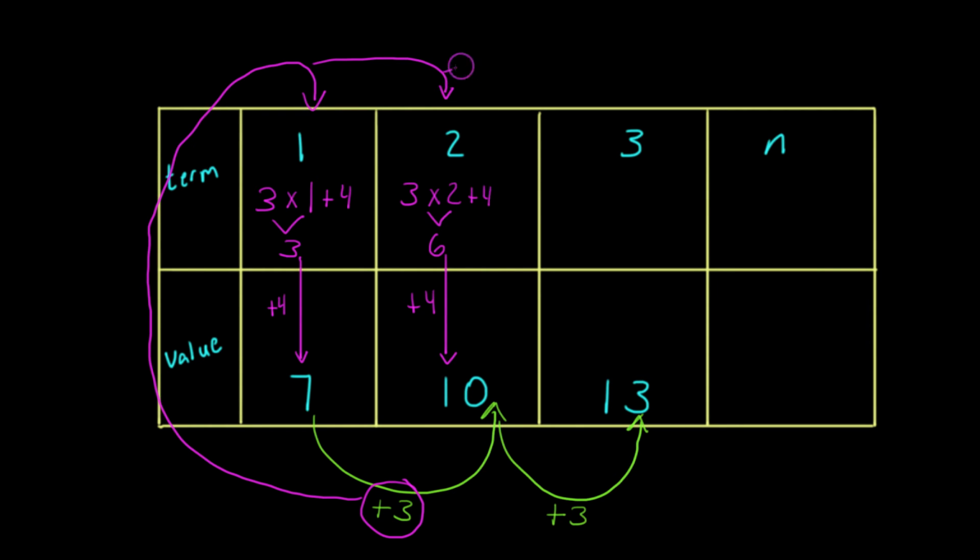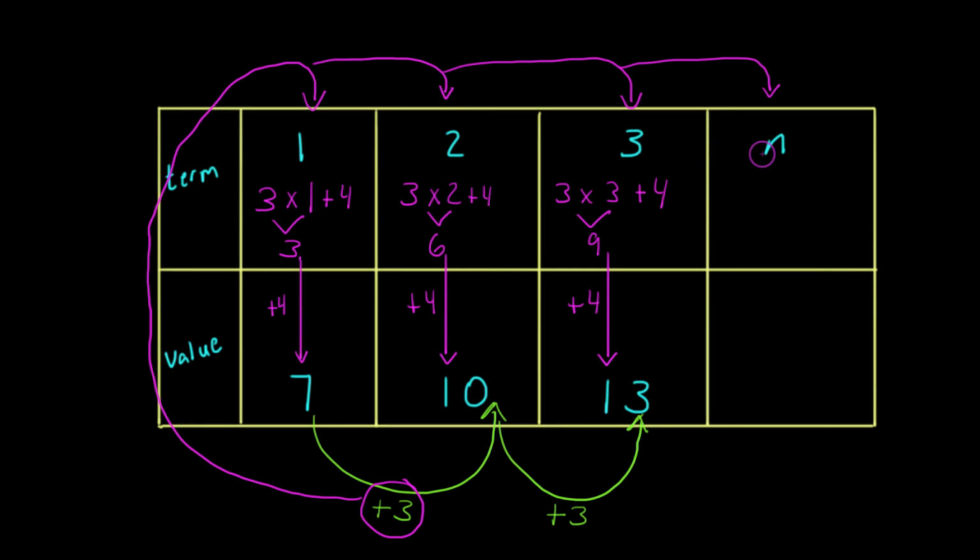Now let's move on to the next term. Okay, so moving on to the next term, I'm going to take 3, I'm going to multiply it by 3 in this case, so 3 times 3 gives a value of 9, and to get from 9 to 13, again I'm going to add 4, so add 4 to the expression. Alright, so let's move on to the last term.